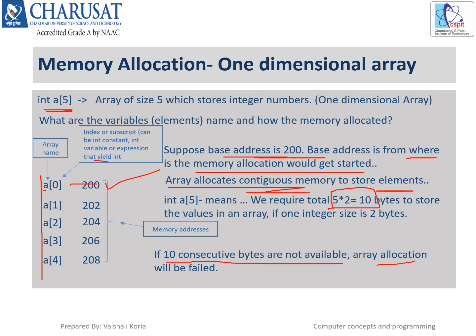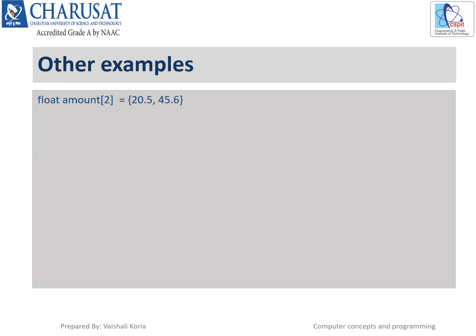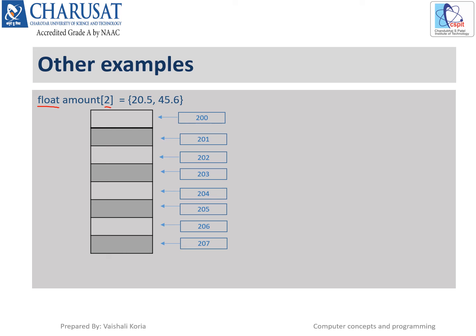Okay, now we'll see other examples. One float array of 2 size. Values are given at compile time, so this is initialization. How many bytes are required to store the values of this array? Two elements, every element is float type, so every element takes 4 bytes. So two elements will take 8 bytes in total, and this 4 bytes is for amount[0] and the other 4 bytes are for amount[1].